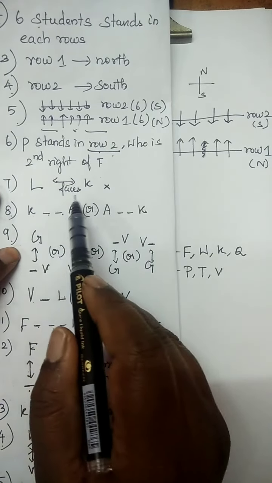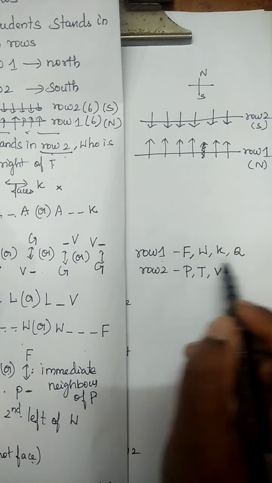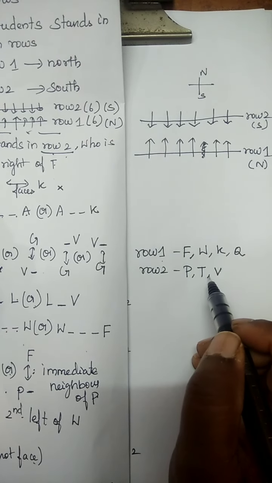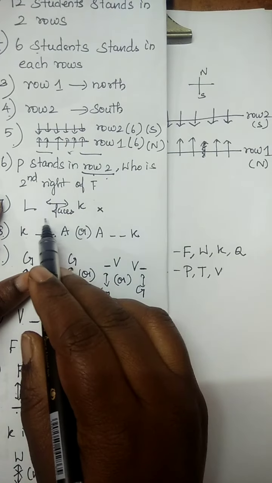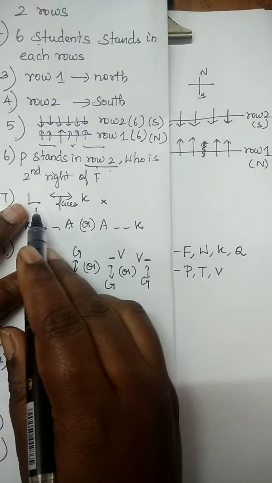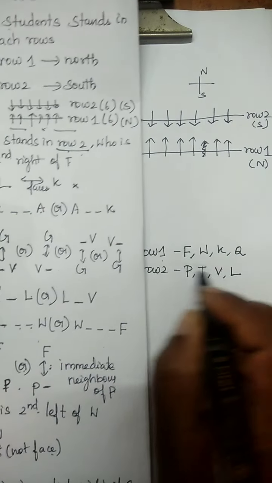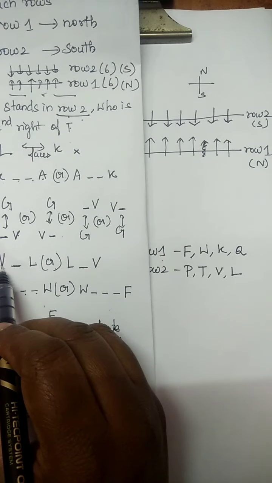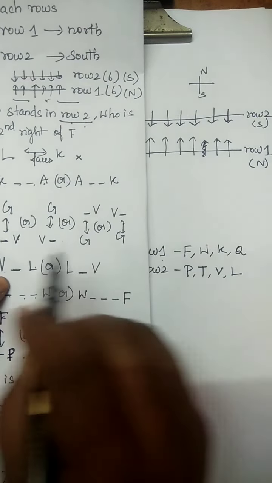So now we can get this clue because we already found out the row 1 4 members and row 2 3 members. So L faces K. Therefore, where is the place of L? K is at row 1. L must be at row 2. Am I right? Yes. One person between V and L. So L and V are in same row.